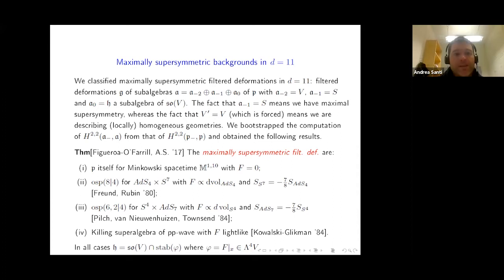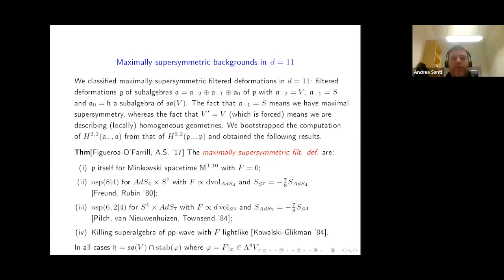So in order to classify these objects, one has to really know what is this second Spencer cohomology group of a instead of p. So you play a bit, you bootstrap the computation of the Spencer cohomology group for a from the knowledge of that of p.